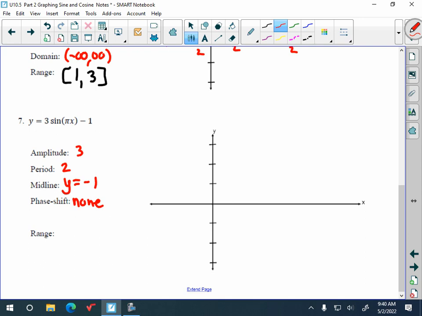All right, so our period, 1, 2, 3, 4. Cut it in half. Cut it in half. And then multiply by 3. Okay, our midline is at y equals negative 1.